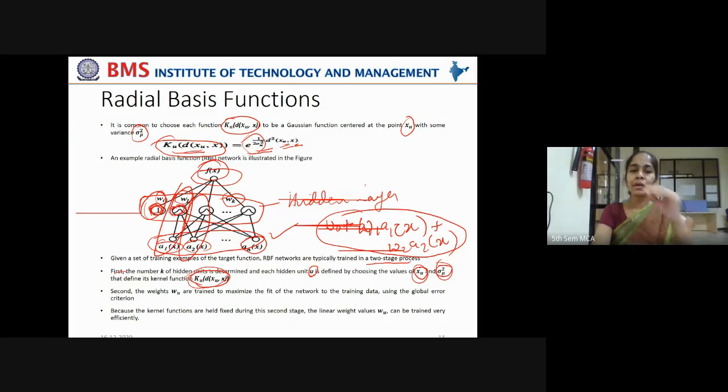First stage is to calculate each of the hidden unit U. Next, the weights WU are trained to maximize the fit of the network to the training data using the global error criterion. So each time some function is approximated like this, some value will be predicted at the output layer. Now the difference between that predicted value and the existing value, both are taken, and in order to reduce that prediction error, the weights in the hidden layer have to be adjusted in the next iteration.